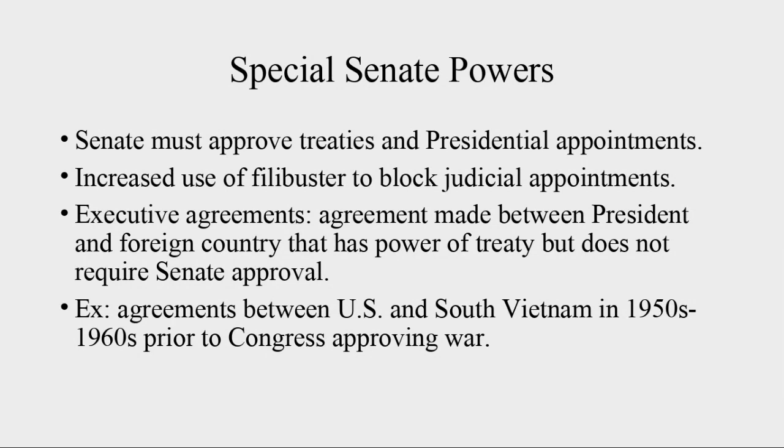So presidents get frustrated with this. They're like, look, what is taking so long? Sometimes what they'll do to get around this logjam is to enter into an executive agreement. And this is where they make some kind of agreement with another country that has the power of a treaty but doesn't require Senate approval.